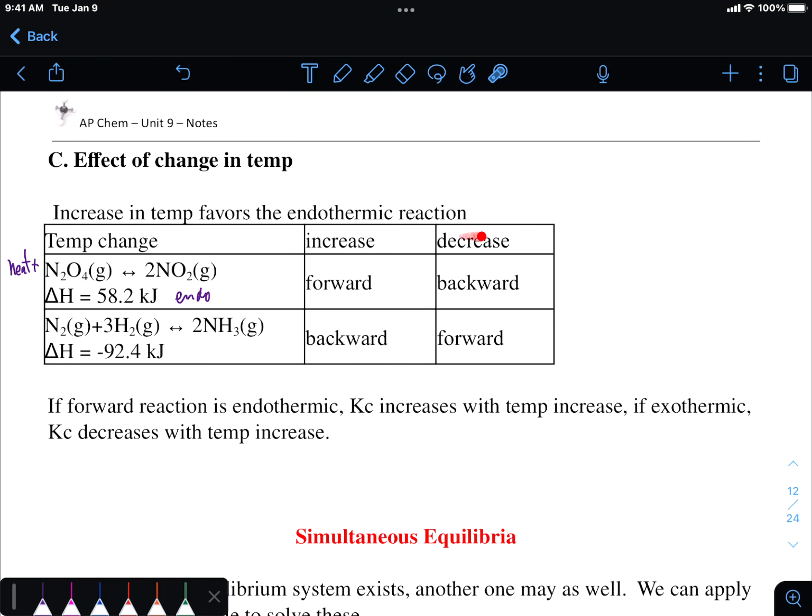If you decrease the temperature, i.e. cool it down, right? Anytime you're cooling this reaction down, you are removing heat. And anytime you remove something, in order to get back to equilibrium, the system's going to try to replace what was removed. So if you cool it down, it's going to go in reverse to replace the heat that was removed.